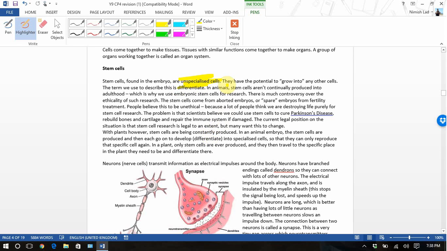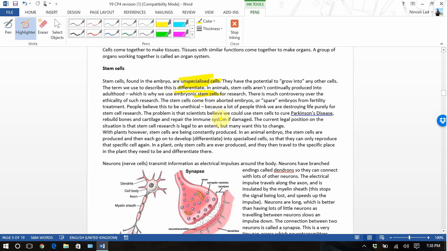In animals, they're not usually produced into adulthood. So usually they come from embryonic stem cells for research. That's why there's a lot of controversy, because we have to get these stem cells from embryos. Stem cells that come from aborted embryos or spare embryos from fertility treatment. Some people think this is unethical because that could have been a life.